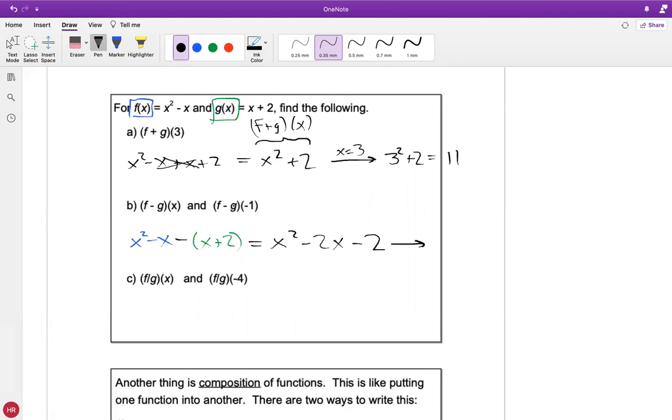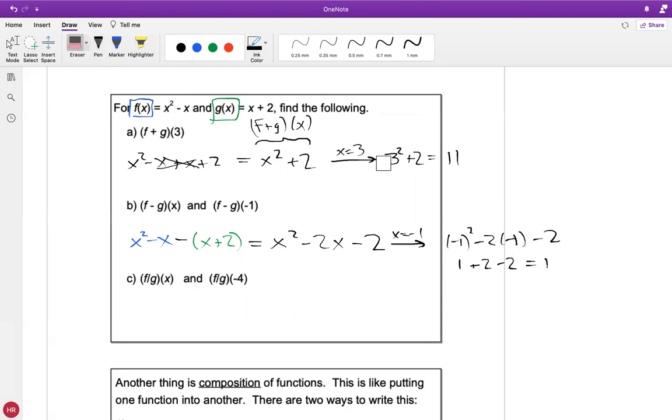And now it said find f minus g of -1. So I want x equal -1. So I'm going to do -1 squared minus 2 times -1 minus 2. -1 squared is 1. And then plus 2 because it's negative, and then minus 2, and that equals 1. That's my answer.